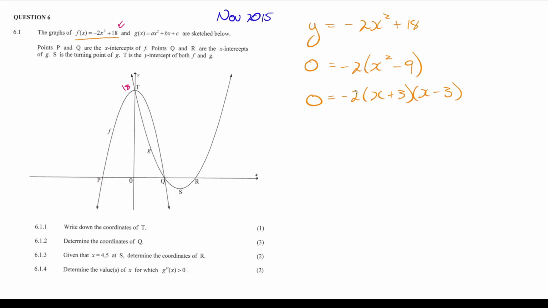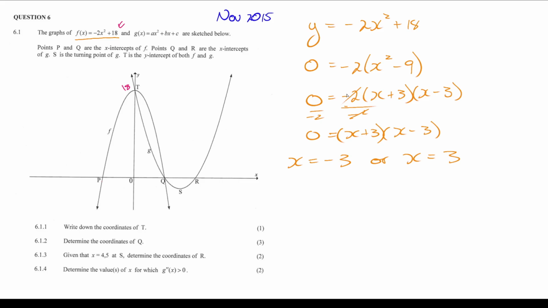This one we're just going to divide away. Divide by negative 2 on this end, divide by negative 2 there. So that becomes 0, since 0 divided by negative 2 is 0. This disappears, and I end up with x plus 3, x minus 3. Then we say x equals negative 3 or x equals positive 3.